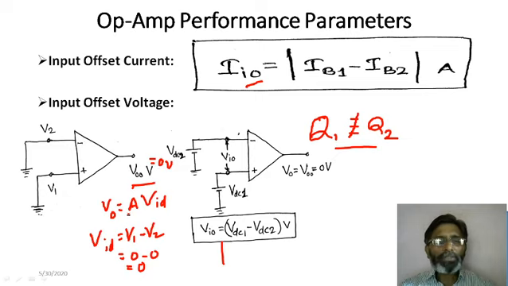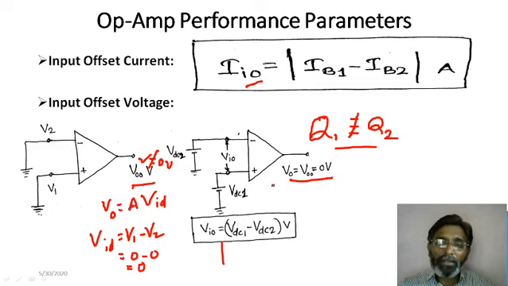Because of that, we will have some output offset voltage, which we call VOO, the output offset voltage. This leads to error in the output, because when no input is applied, output should be 0. So to avoid this error, we have to make this output offset voltage 0.